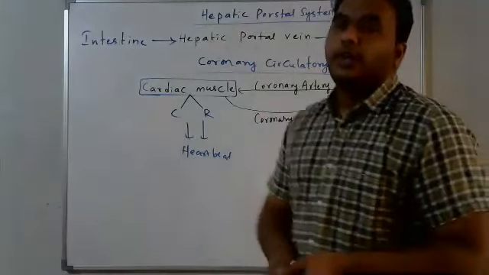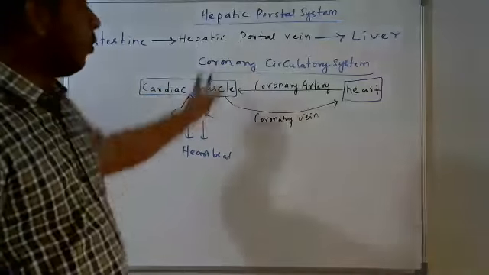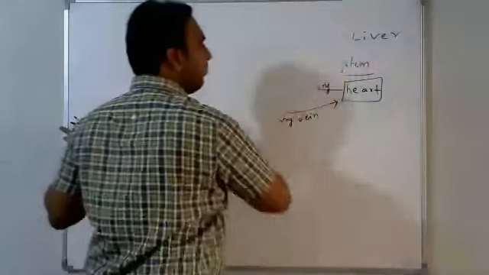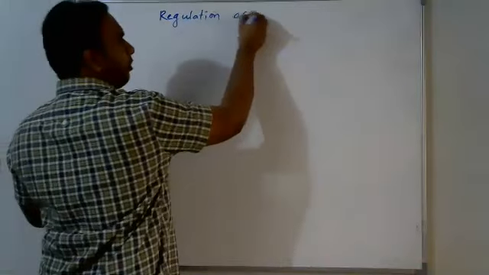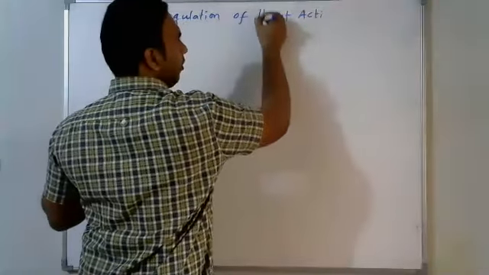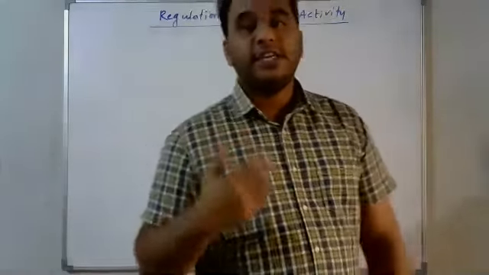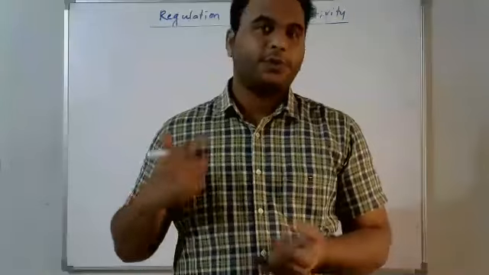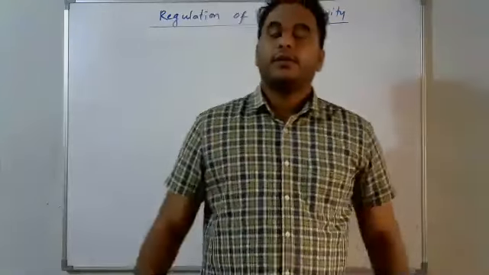Next, one more small topic, regulation of cardiac activity. Hope you understood these two systems. Now we are going to study regulation of heart activity, a very simple topic. The normal activities of the heart are auto-regulated by the nodal tissues: sinoatrial node and auriculoventricular node.